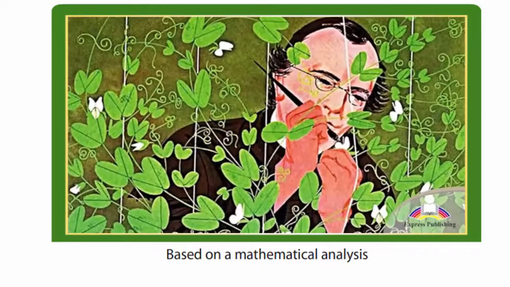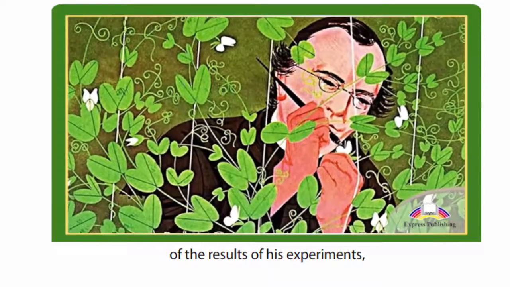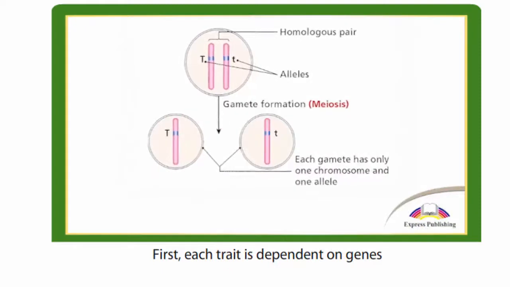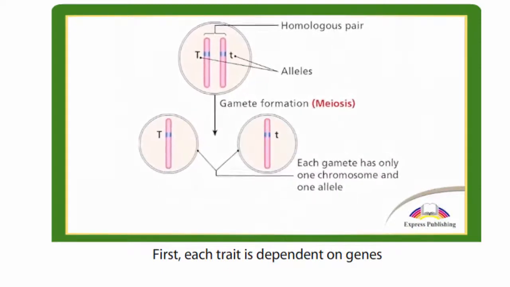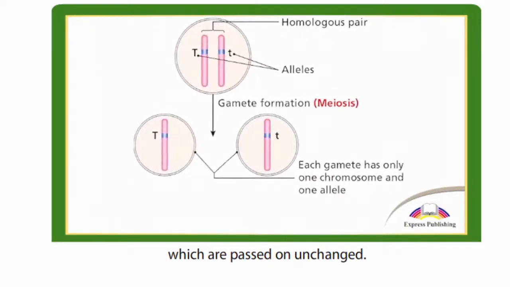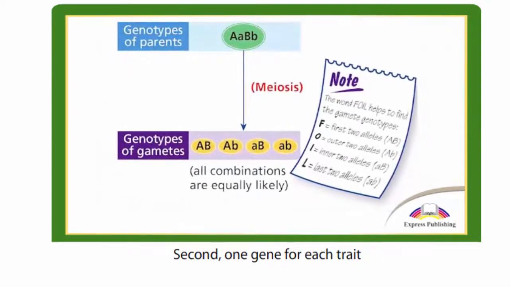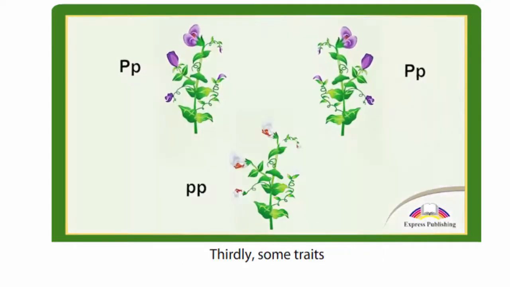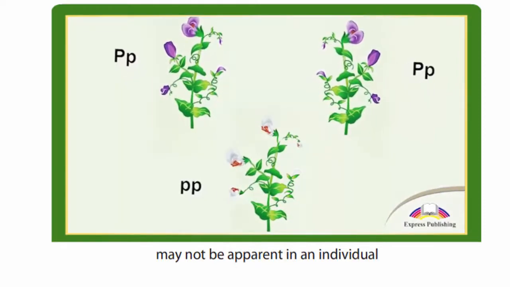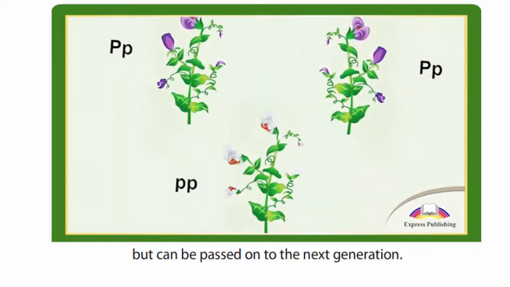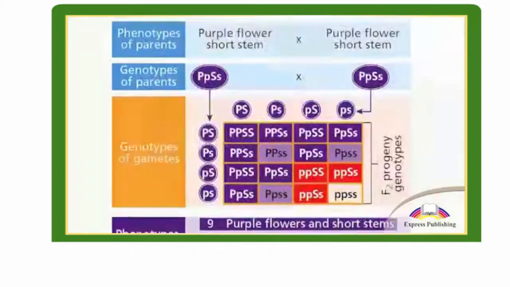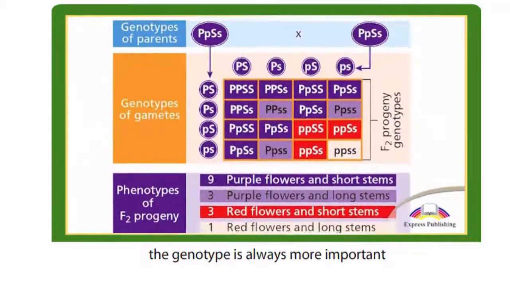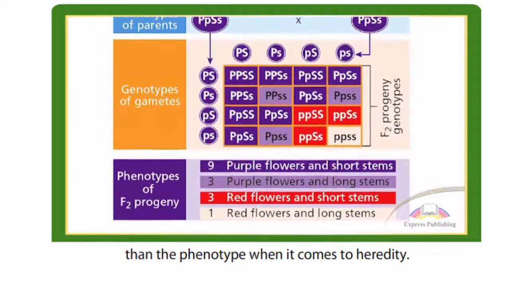Based on a mathematical analysis of the results of his experiments, he was confident to reach 3 conclusions. First, each trait is dependent on genes which are passed on unchanged. Second, one gene for each trait is inherited from each parent. Thirdly, some traits may not be apparent in an individual, but can be passed on to the next generation. He also concluded that the genotype is always more important than the phenotype when it comes to heredity.